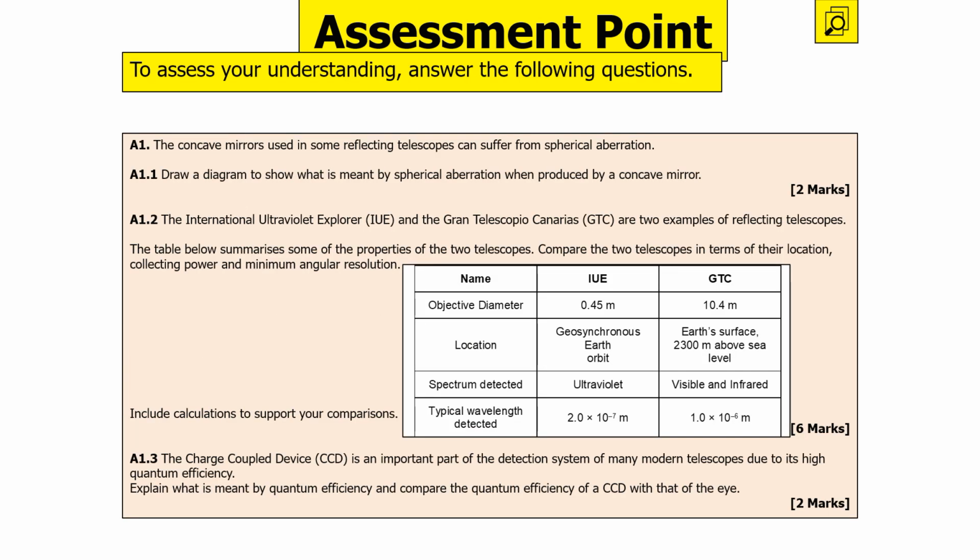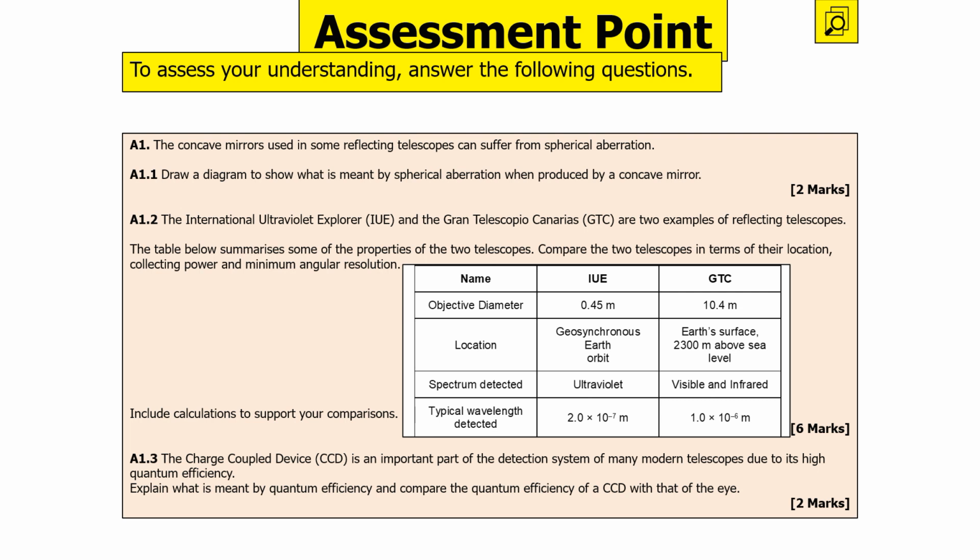The next question says, the concave mirrors used in some reflecting telescopes can suffer from spherical aberration. Draw a diagram to show what is meant by spherical aberration when it is produced by a concave mirror. Then the International Ultraviolet Explorer, the IUE, and the Gran Telescopio Canarias, the GTC, are two examples of a reflecting telescope. The table below summarises some of the properties of the two telescopes. Compare the two telescopes in terms of location, collecting power and minimum angular resolution. Include calculations to support your comparisons.